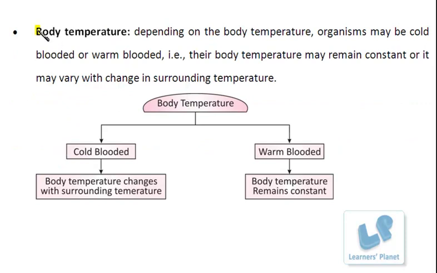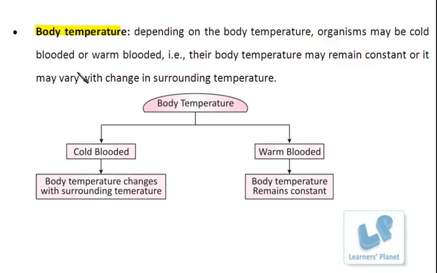Next important feature is the body temperature. You know that the body has a particular temperature, right? But there are some organisms in which this body temperature varies with the surrounding temperature. And there are some organisms in which the body temperature remains constant. They have mechanisms that help in maintaining their own body temperature even when the surrounding temperature is getting low or is increasing to a particular limit. But our body temperature remains constant in a particular range.